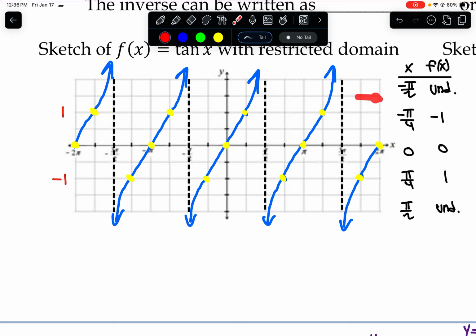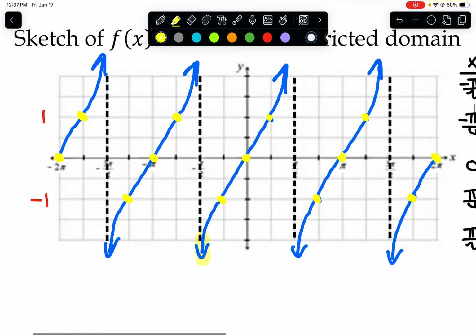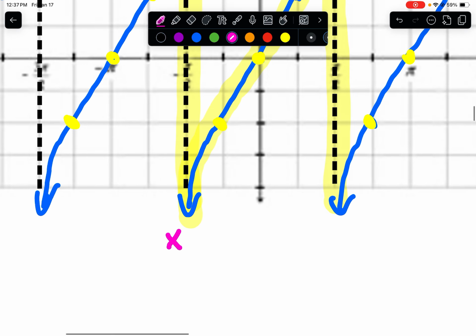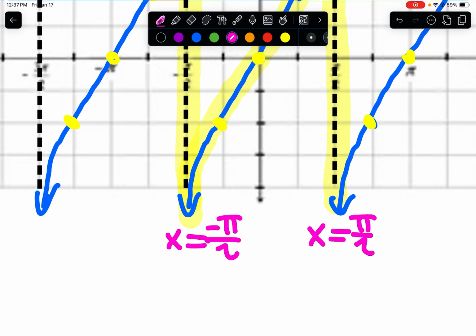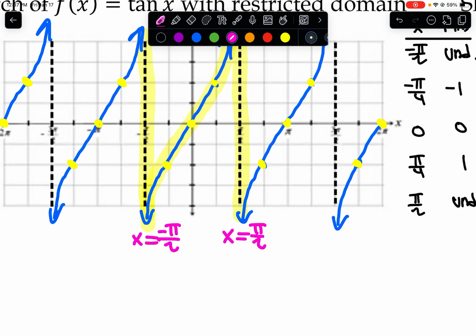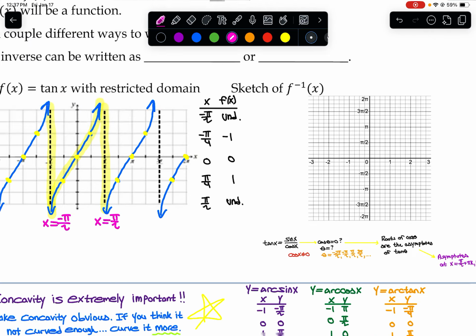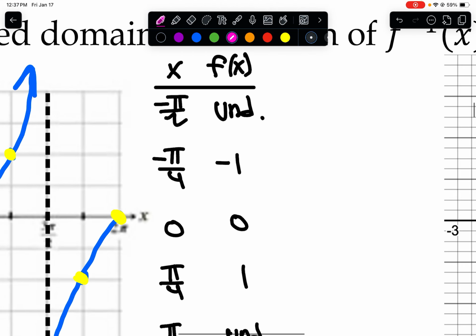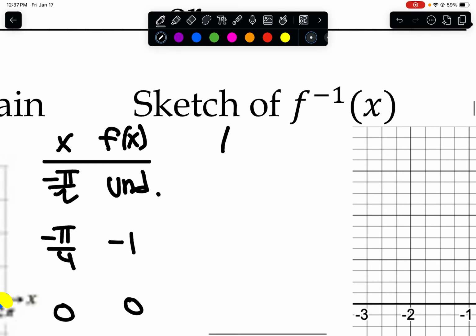So if I look at my original, I notice that it's going to fail the horizontal line test miserably. So in terms of the part that we're going to take, I'm just going to take this middle cycle right here. But when I take that middle cycle, that also means I have to take these asymptotes with it. Okay, so we're going to take the asymptotes of x equals negative pi over 2 and x equals positive pi over 2. We're going to take those asymptotes with us when we do the inverse. So when I do the inverse over here, notice how these are x equals pi over 2's. So I'm going to do the table, and then I'm going to let you discover what it looks like when I do the inverse.